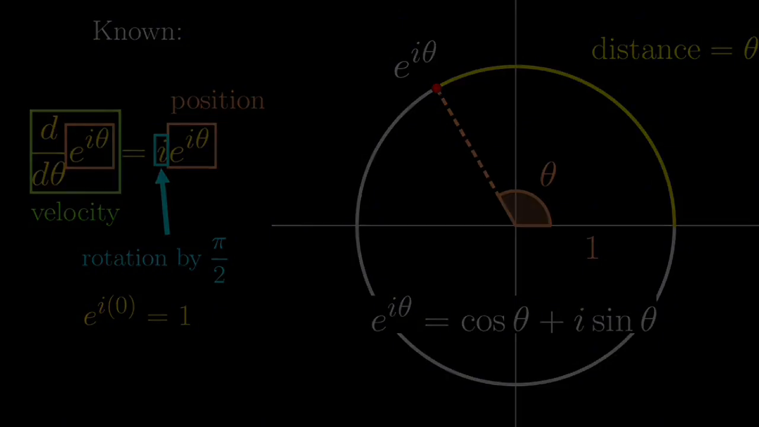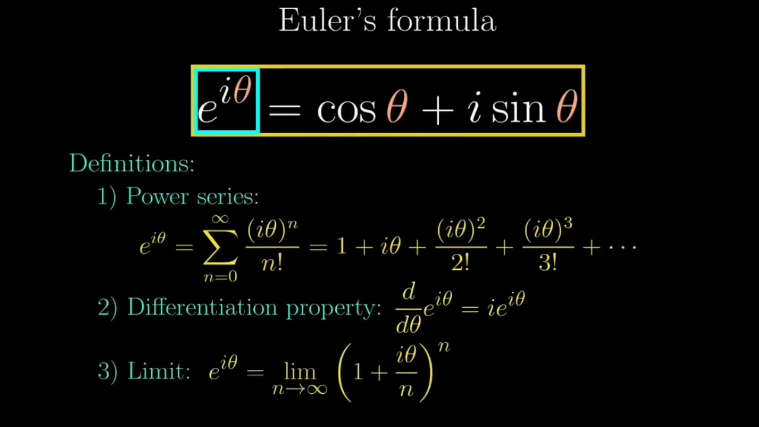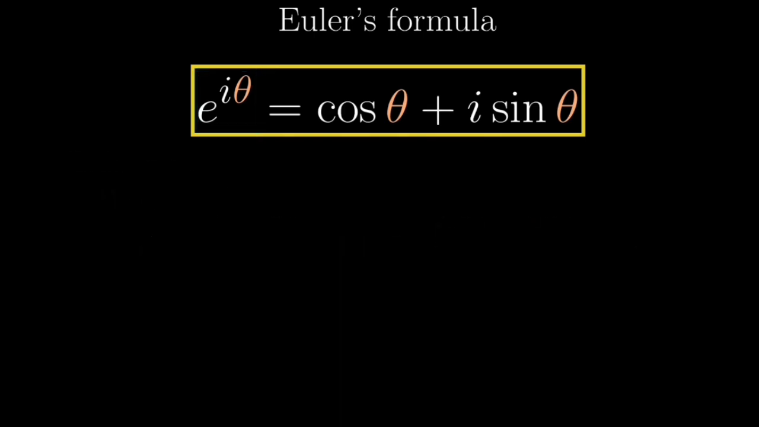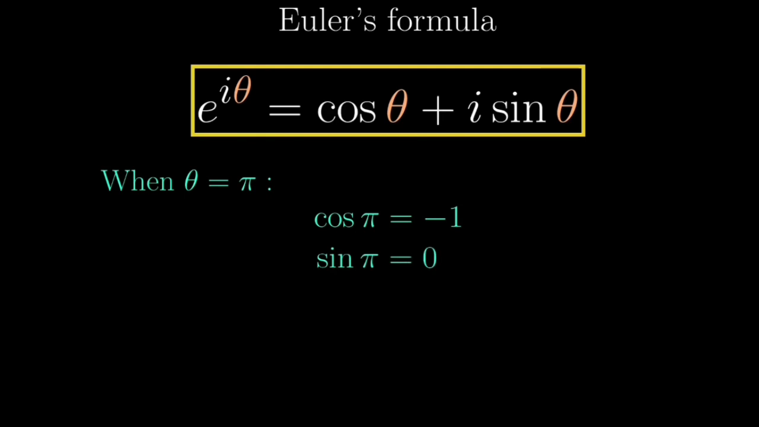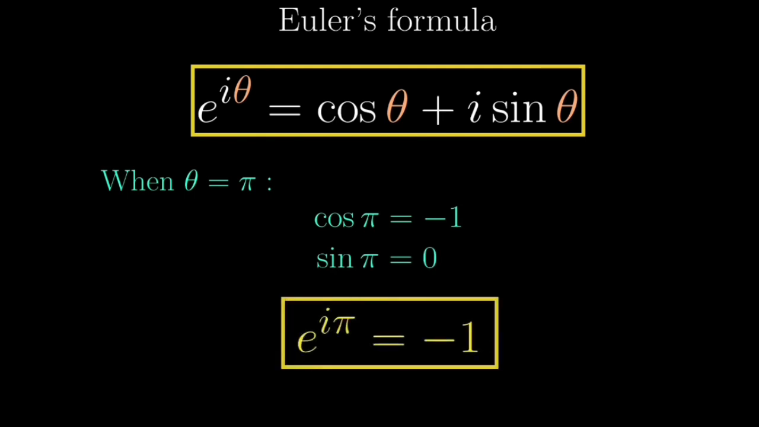This amazing third proof, using the limit definition, I'm going to put off until later, where we develop an even better intuition of complex numbers. But let's consider the case where theta is pi, then cosine pi equals -1, and sine pi equals 0, and so e to the i pi equals -1. This is usually called Euler's identity, which is often considered the most beautiful equation.